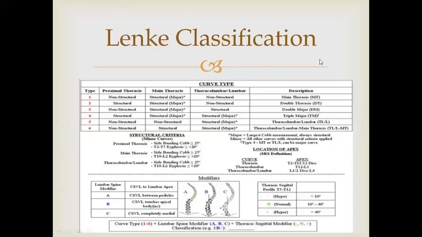As you can see, the Lenke classification is of six types. Type 1 is non-structural, type 2 structural, type 3 non-structural, type 4 structural, and types 5 and 6 are again non-structural. Main thoracic curves are structural major, four of them. In the non-structural group, the curve types are main thoracic, double major, triple major, and thoracolumbar. As here you can see the criteria.